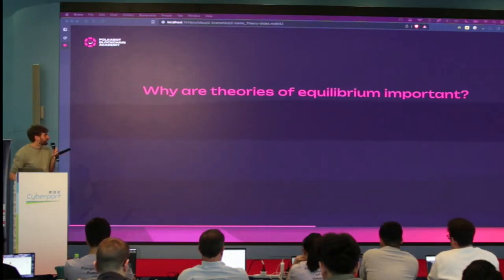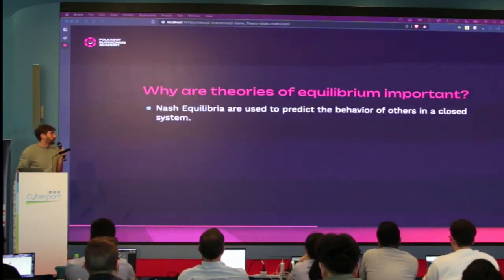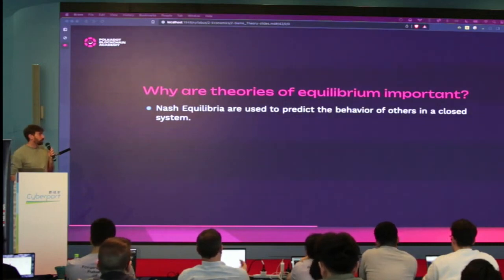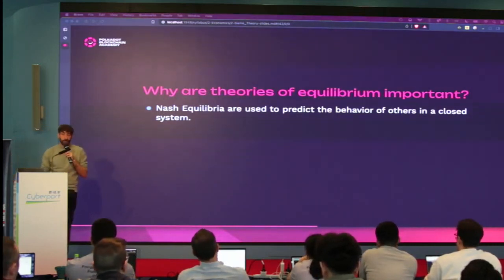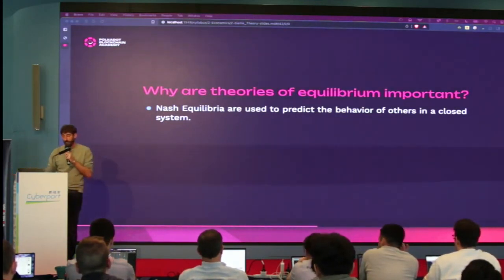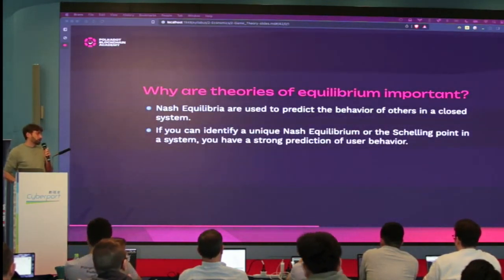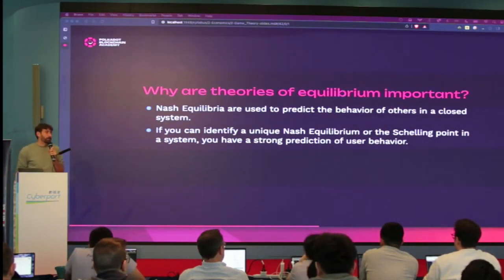So why are these kinds of concepts of equilibrium important? Often Nash equilibria predict the behavior of others in a closed system, but you again need to understand that all the stuff that we saw here doesn't guarantee that people are picking it, right? But it's quite likely if it's the only one. And if it so happens to be that it's also a Schelling point, then you have a very strong prediction of user behavior here.